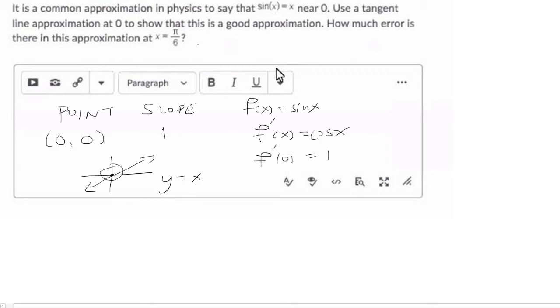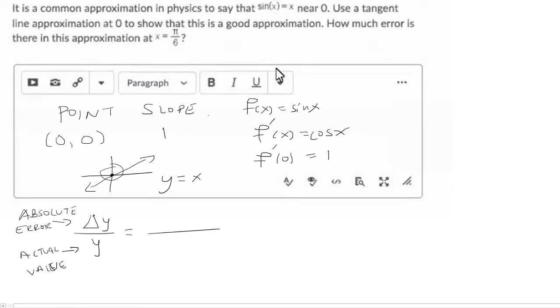Now we want to see how much error there is in this approximation at x equals pi over 6. So for that, we're going to look at delta y over y. Here delta y is the absolute error, and then y is the actual value. So for the absolute error, we're going to take our estimated amount and subtract the actual amount.